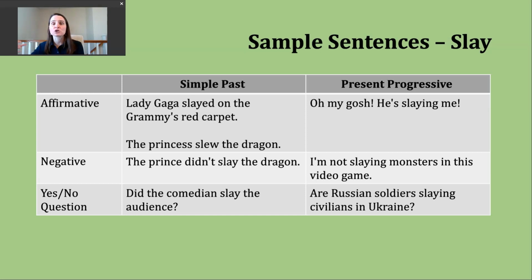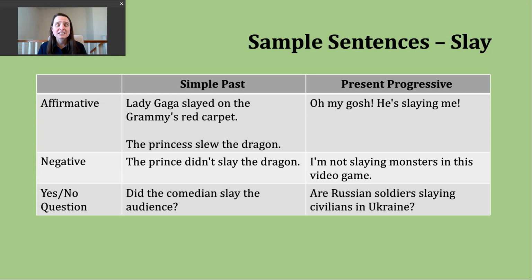Finally, let's look at making a yes or no question. Right? To do this, I'm going to start with my form of be that matches my subject. The subject comes next. Then I use the ing form of the verb. A yes or no question example would be, are Russian soldiers slaying civilians in Ukraine? And it makes me sad that I have to ask this question in the present progressive. As I record this video, there are still many instances where this is happening regularly. This is an unfortunate event that is in progress.